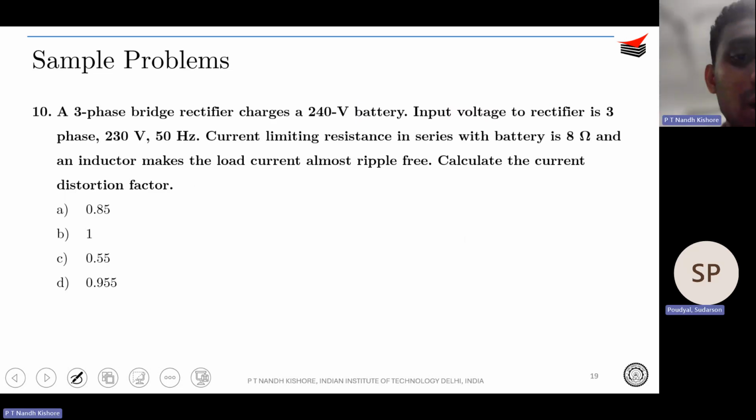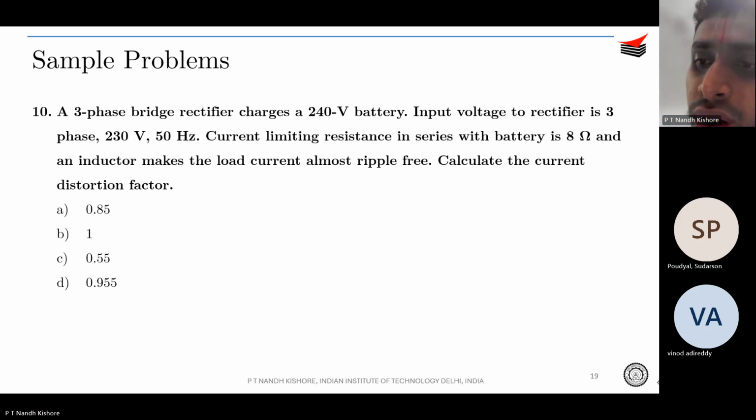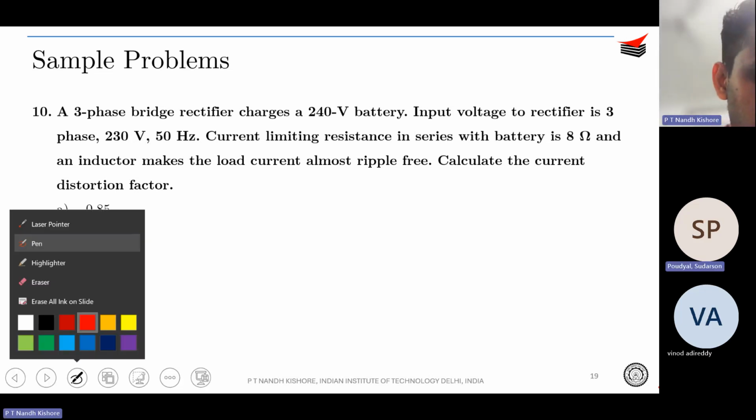Okay. A three-phase bridge rectifier charges a 240 volts battery. Input voltage to rectifier is three-phase 230 volts 50 hertz. Current limiting resistance in series with the battery is 8 ohms. So R is 8 ohms, right?